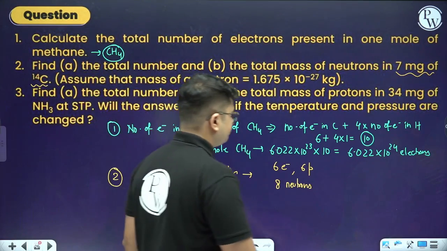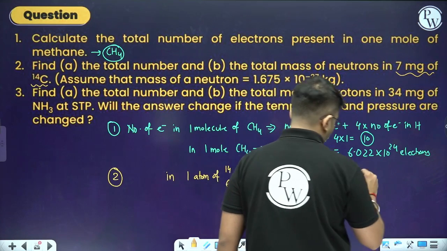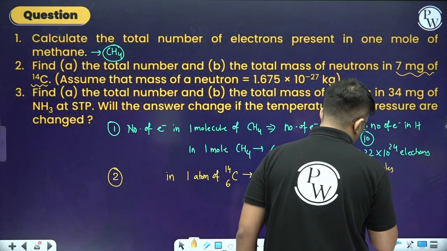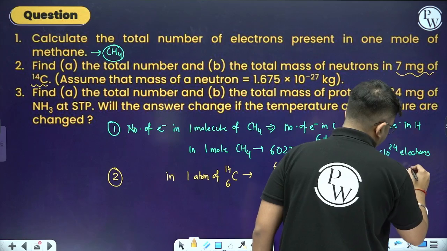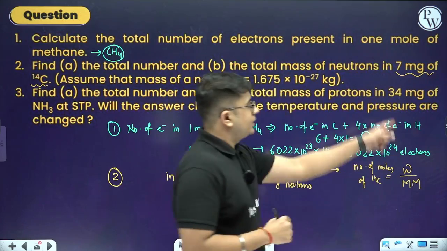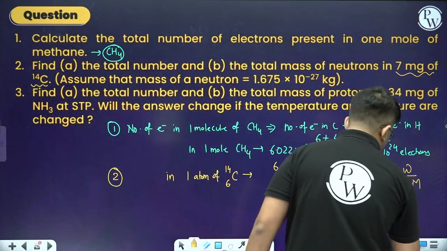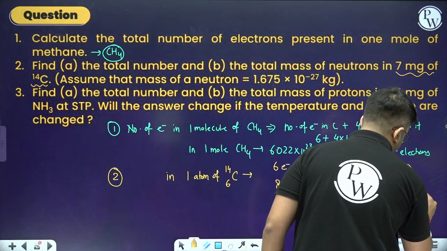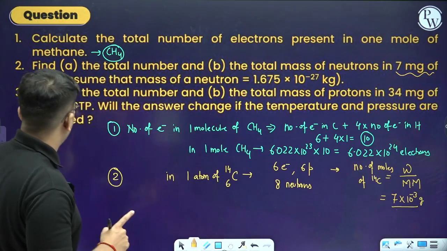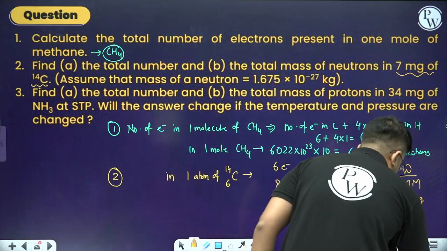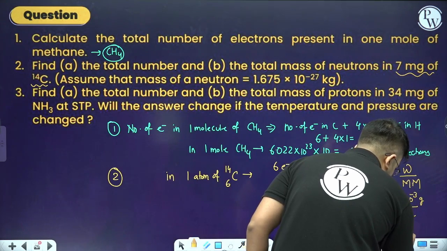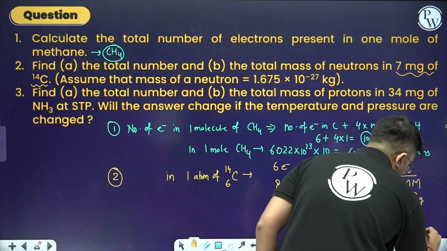So first of all, if I talk about the number of moles of carbon 14, that will be given weight divided by the molar mass. Now given weight is 7 mg. So that will be 7 multiplied by 10 raised to the power minus 3 grams divided by, now I cannot use 12 gram because we have carbon 14, so I have to take it as 14 gram. Okay, so that will be 0.5 multiplied by 10 raised to the power minus 3 moles.